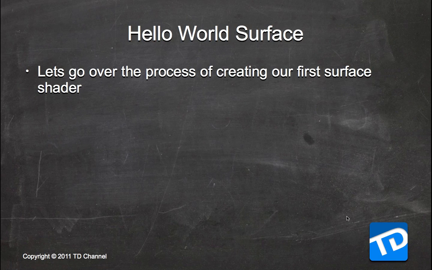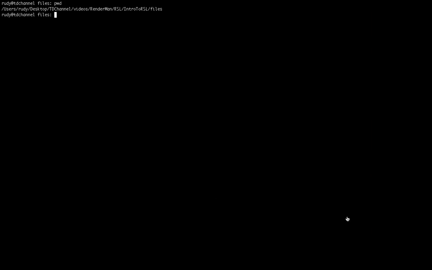So, hello world surface. Let's go over the process of creating our first surface shader. I think that's this last slide we have. As I told you guys, I have downloaded 3D Light. It's installed. One way you can make sure that it's installed is to type renderdl -v, and that will tell you the version of RenderDL.